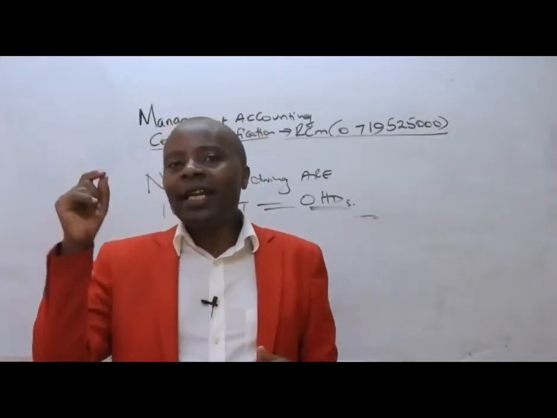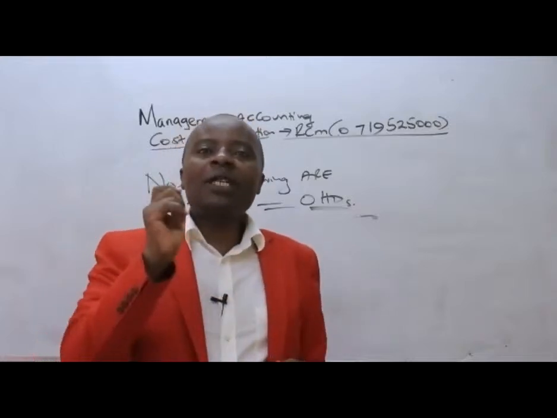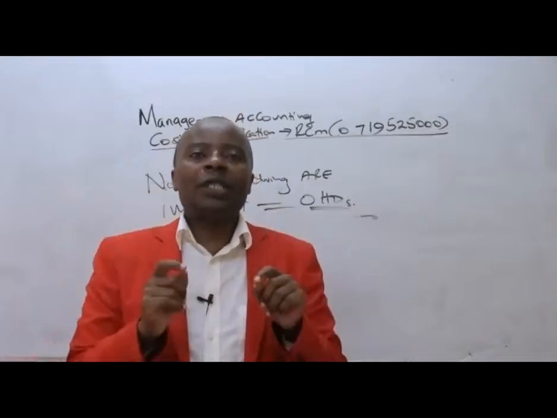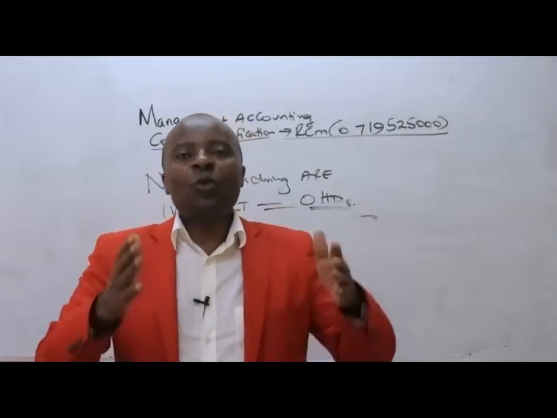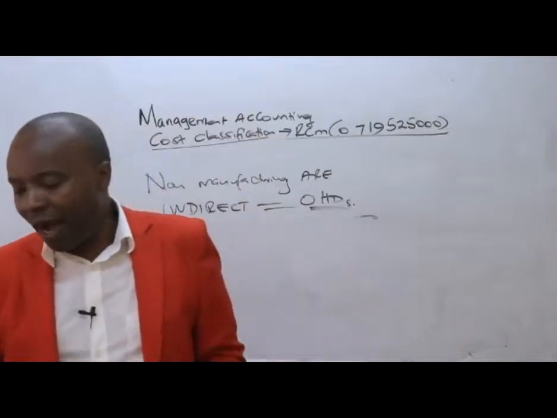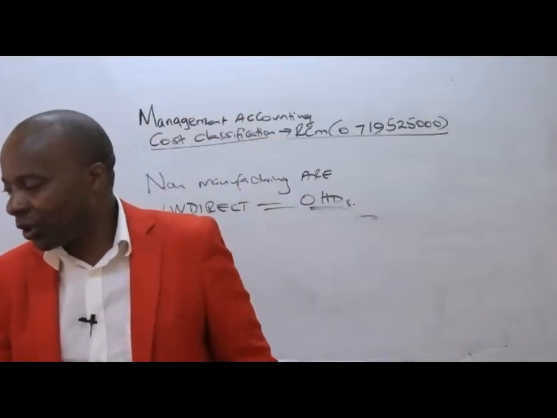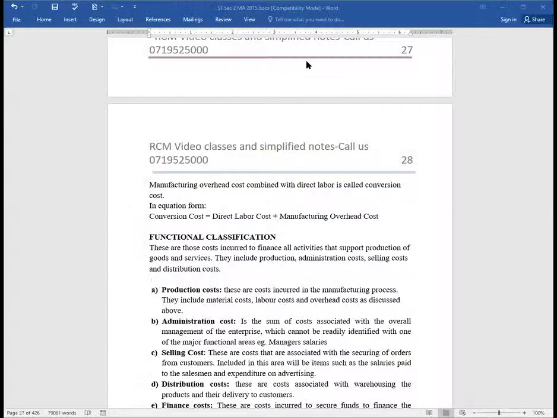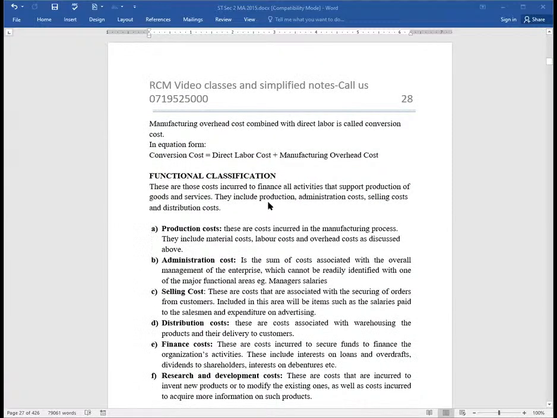We shall be having another important activity in this particular company called accounting or finance. So you're going to have finance or accounting costs. So for us to understand the functional classification, here we are sharing our materials with you. Under functional classification, we are told these are those costs incurred to finance all activities that support production of goods and services. They include production, administration, selling, and distribution costs.